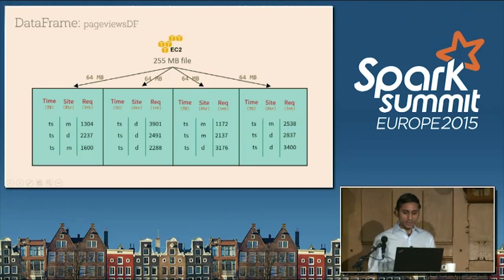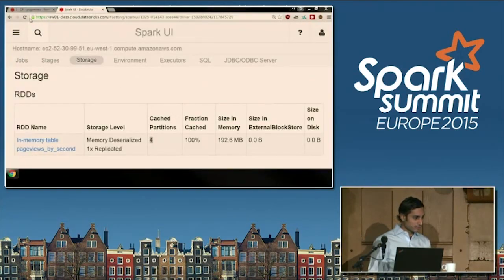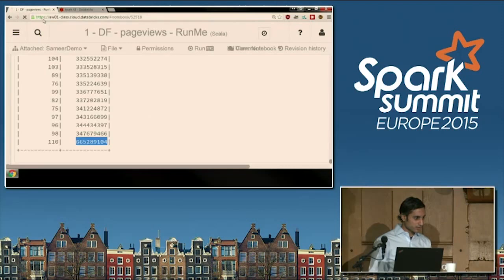All right? Now, the other thing I wanted to cover is the logical processing model of a data frame. So when we have S3 up here, and we do the SQL context read, we then get the data frame with 4 partitions. And then remember, we did perhaps a filter and a count. This was like the first operation we had done way in the beginning of this notebook.